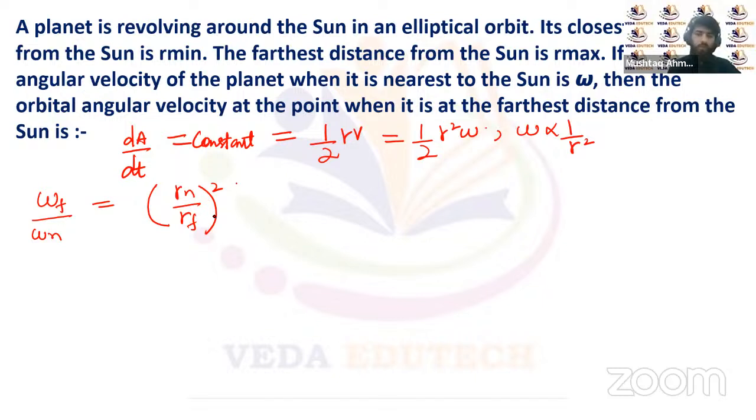So this will be the ratio between the farthest distance, right? Now the question is, if the orbital angular velocity of the planet when it is nearest to the sun is omega, then at the farthest point the angular velocity will be omega times (Rn upon Rf) whole squared, right? This is how we can find the angular velocity at the farthest point, or the relation between the distance and the angular velocity.